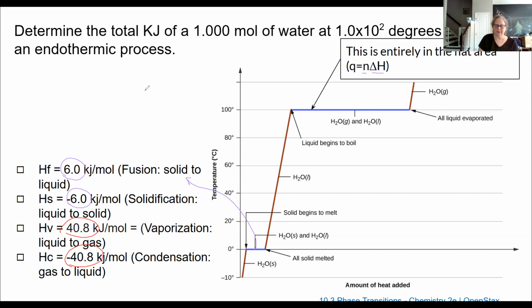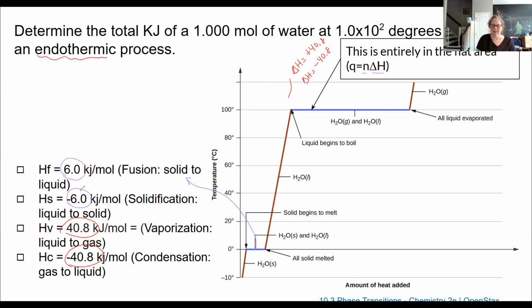So what about up here? Oh, vaporization, liquid to gas, condensation, gas to a liquid. So I'm going to be using 40.8. I just now got to figure out if my delta H is positive 40.8 or if my delta H is negative 40.8. Is there any other clues?